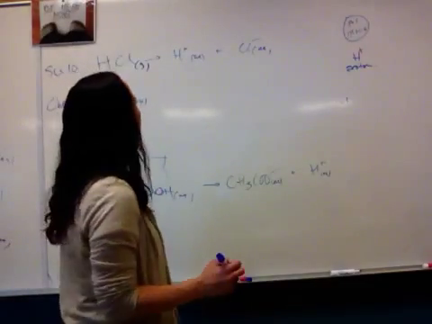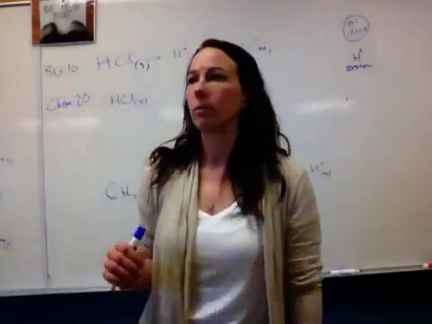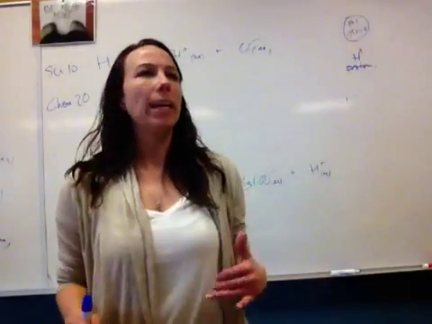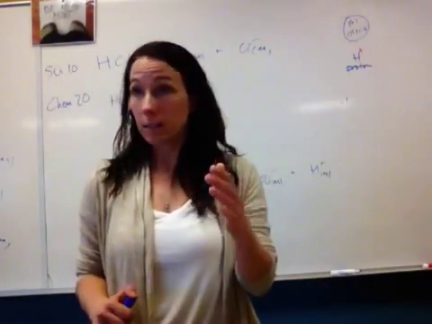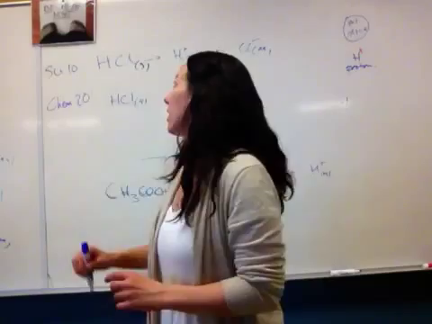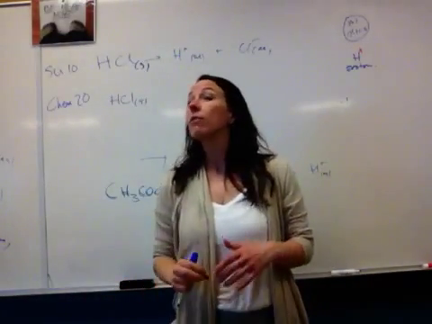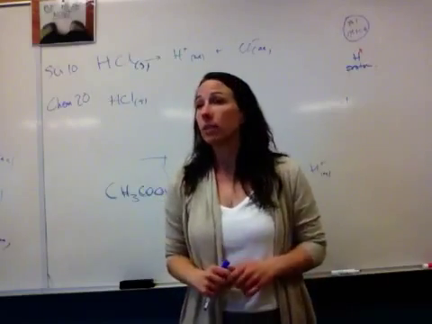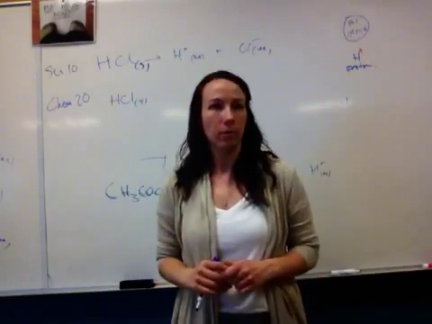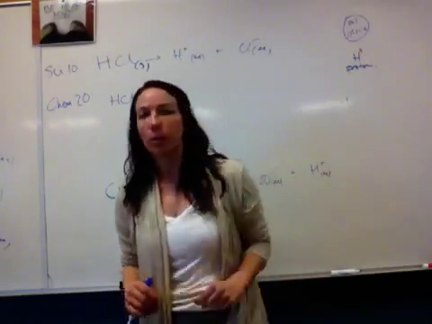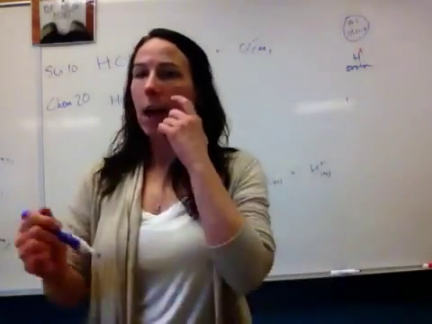So Arrhenius, I'm going to talk about him later on, but I'm going to mention him now. Arrhenius is a scientist in Science 10 who said, hey, acids have H plus in them. Bases have OH minus in them. That's Arrhenius's definition. Okay?